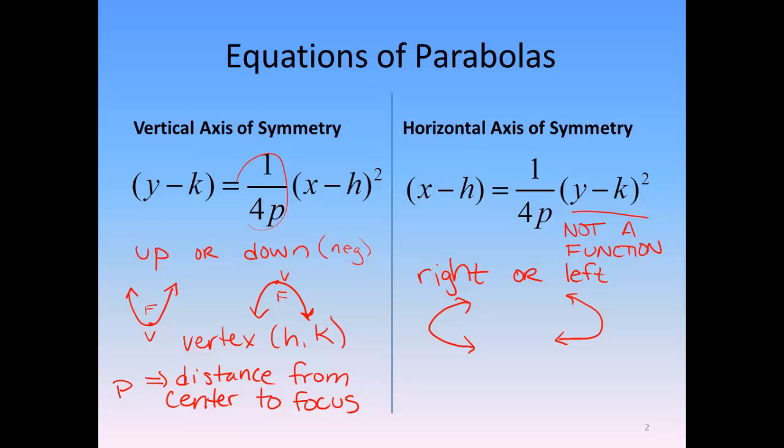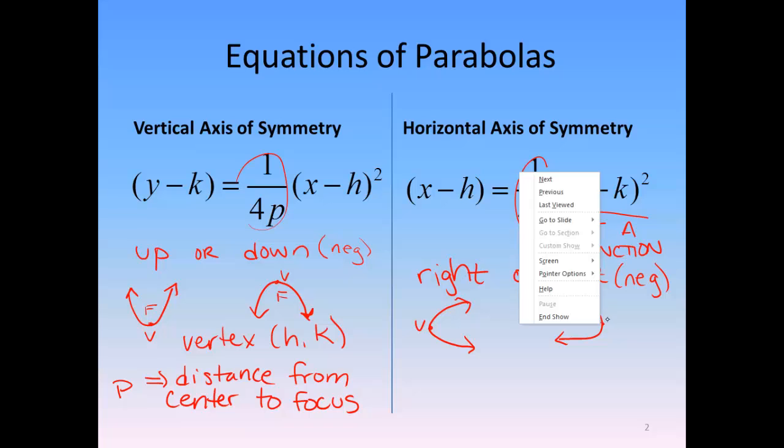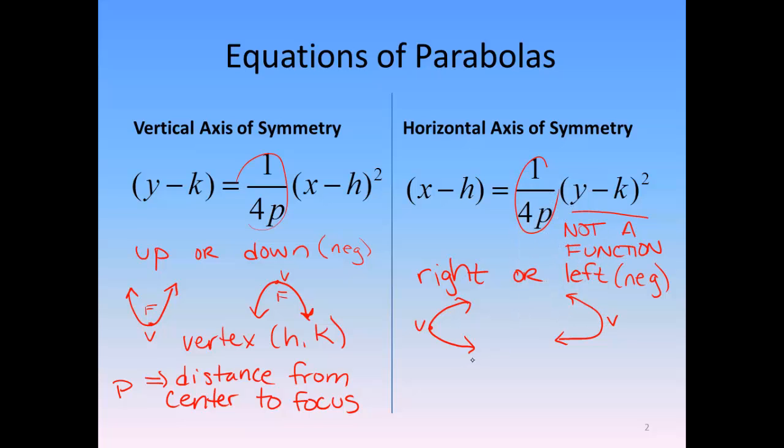They are not functions. Again, the right or left is determined by the 4p, and left is going to be when that 4p is negative. The vertex is still the same thing as all the rest of these: the hk. And p also stands for the distance from the center to the focus, and the focus will be either to the right or to the left of where that vertex is.